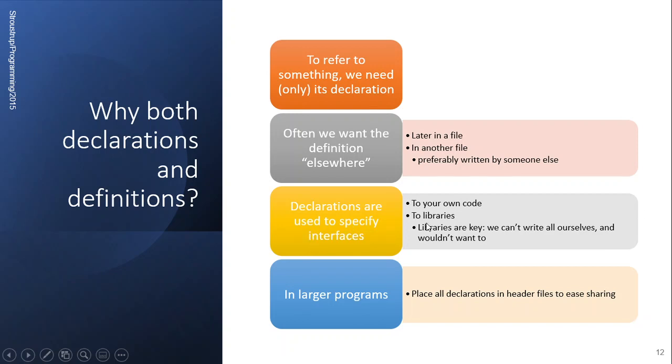That is important. So interfaces to what? Interfaces to your own code. So part of your code might be using some functions. Okay? So your program should also know which other functions exist in your program that you can use. And libraries, okay? Interfaces to libraries. So libraries are key. We cannot write all the code that we need by ourselves.